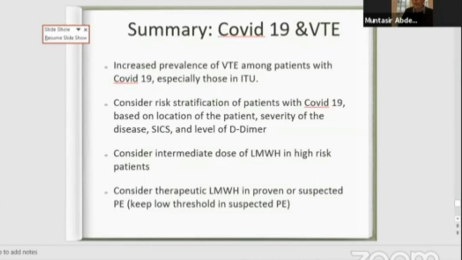The recommendation is to try to consider an intermediate dose of low molecular weight heparin in high-risk patients. So people who are very ill, rather than giving them 1 dose of enoxaparin or 1 dose of dalteparin, give them 2 doses of enoxaparin or 2 doses of dalteparin. And finally, consider therapeutic treatment in proven or suspected pulmonary embolism, and keep a low threshold for suspecting pulmonary embolism.